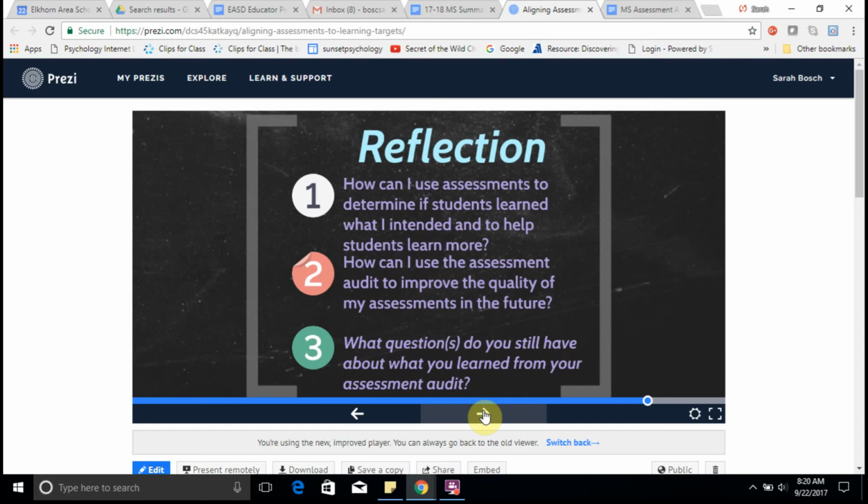I would encourage you in your PLCs to try one of the 2 methods and see how that helps create a clear understanding of whether your assessments are measuring what you intended them to measure.